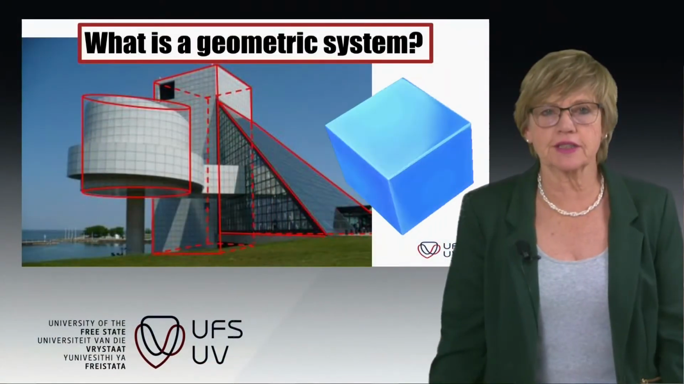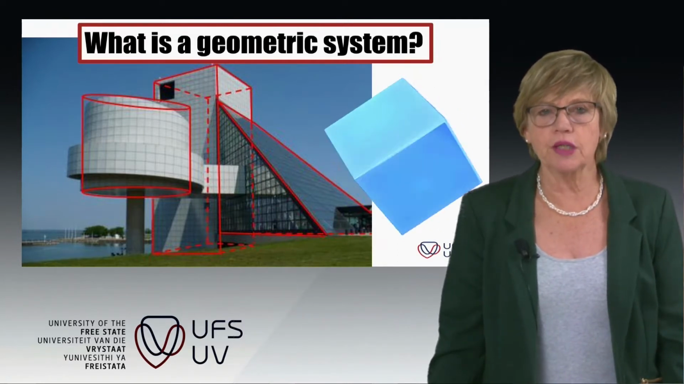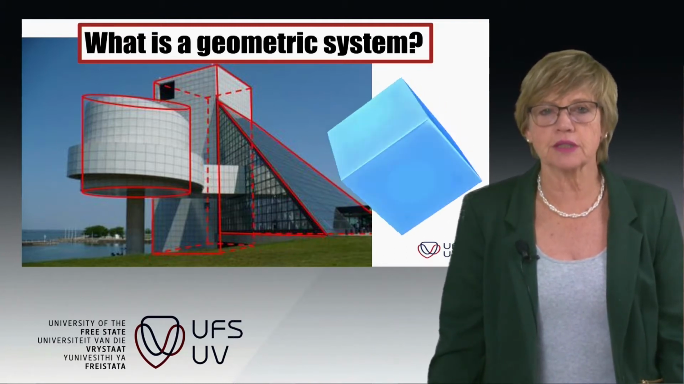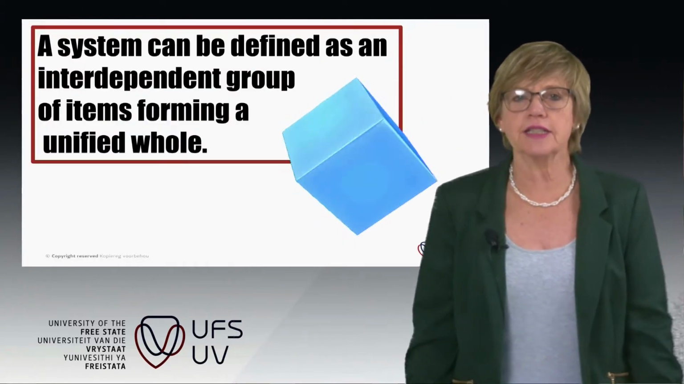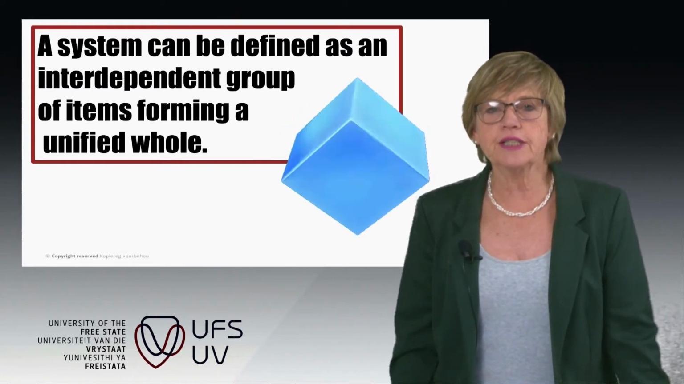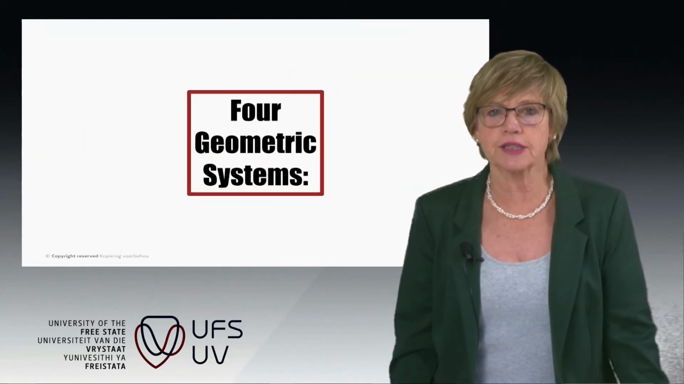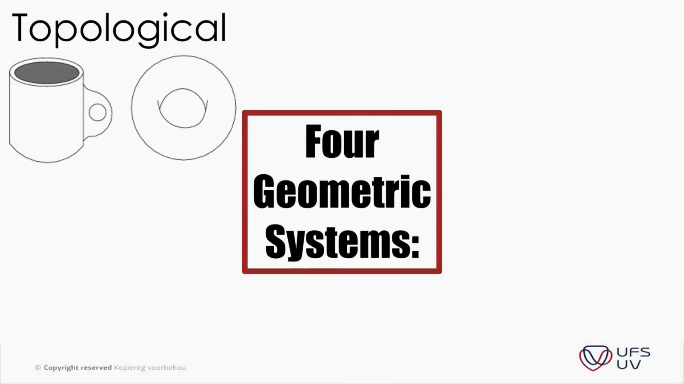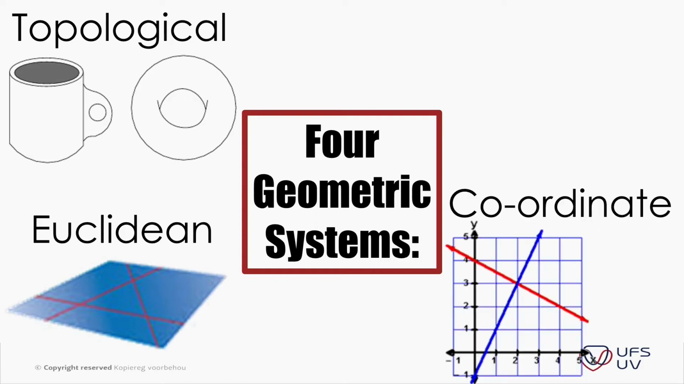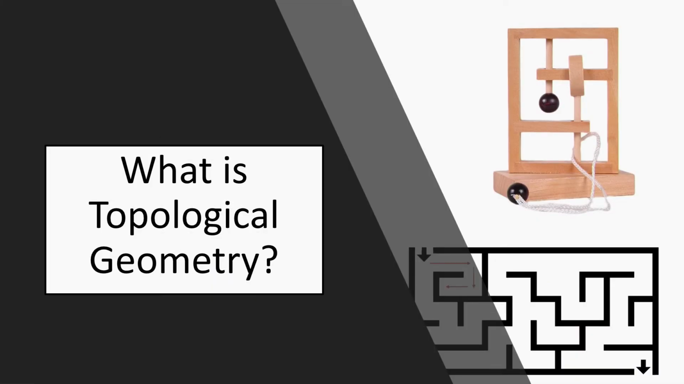What is a geometric system? To describe and understand the 2- and 3-dimensional world we all live in, mathematicians have developed several different geometric systems. A system can be defined as an interdependent group of items forming a unified whole. Learners in the intermediate phase are introduced to the basic aspects of 4 geometric systems, namely topological geometry, Euclidean geometry, coordinate geometry, transformational geometry.